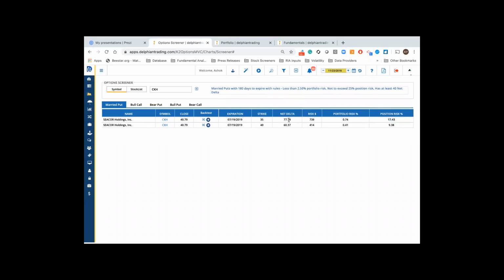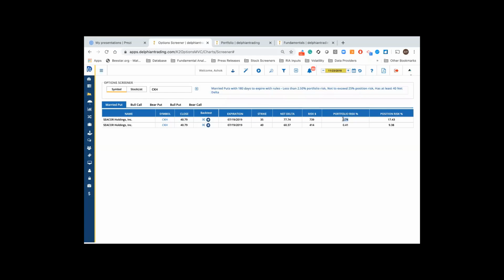So here, net delta is the reward column. This is the risk in dollars. This is the risk in terms of the overall portfolio. If I am dead wrong and the stock goes to zero, my portfolio will be down by $739 in the first choice, and in the second choice, my portfolio will be down by $414. Within the $100K portfolio, that's the dollar number which will be reduced.